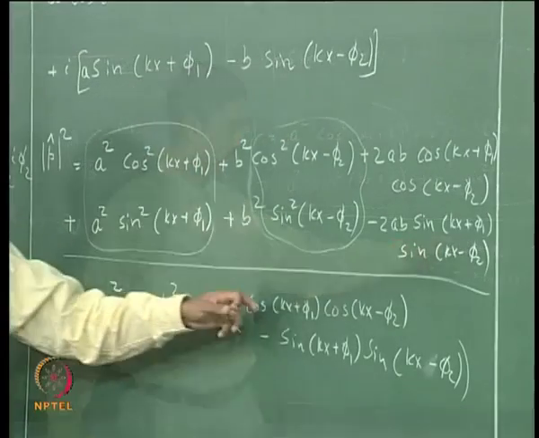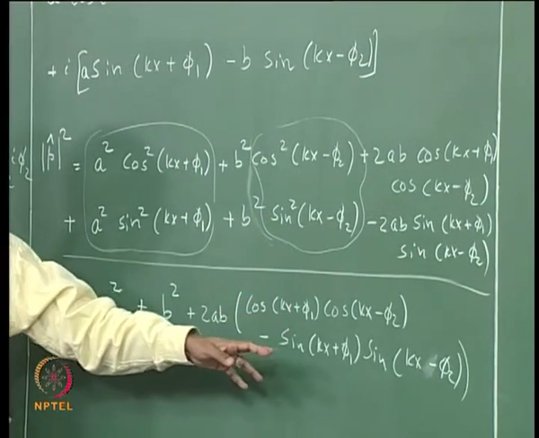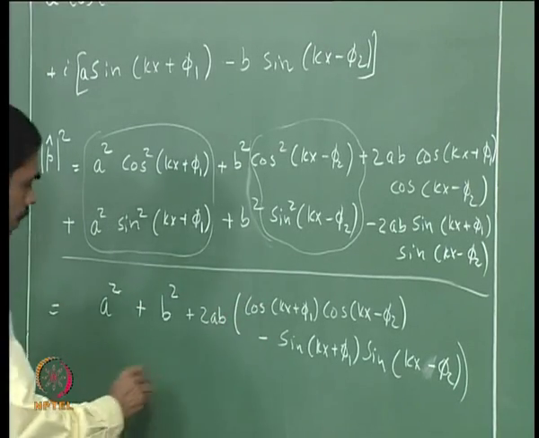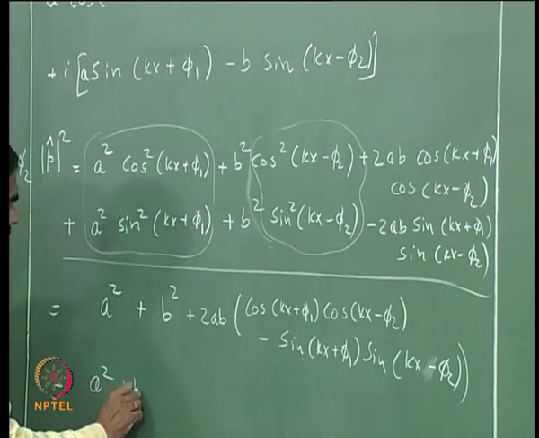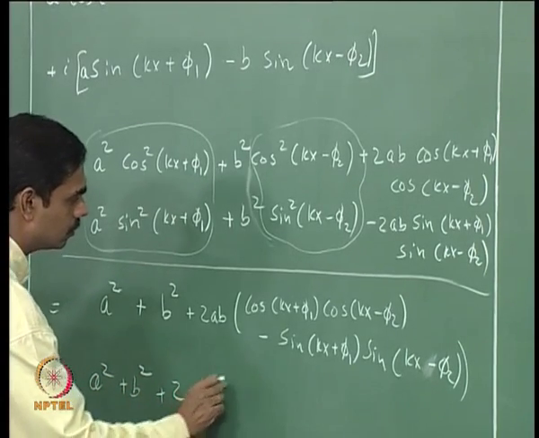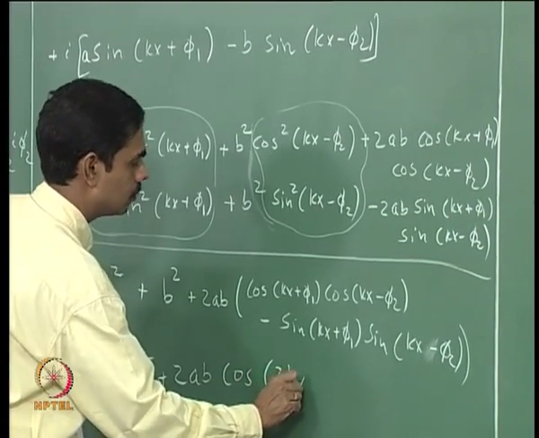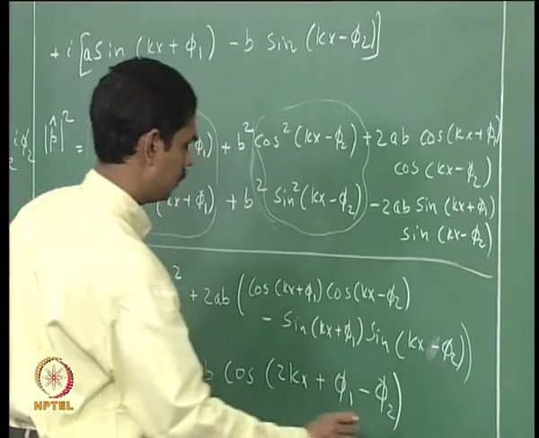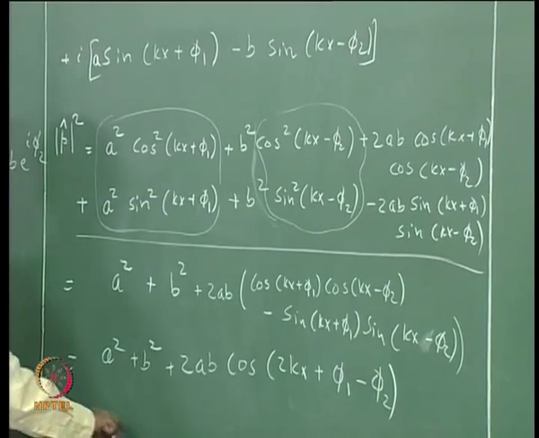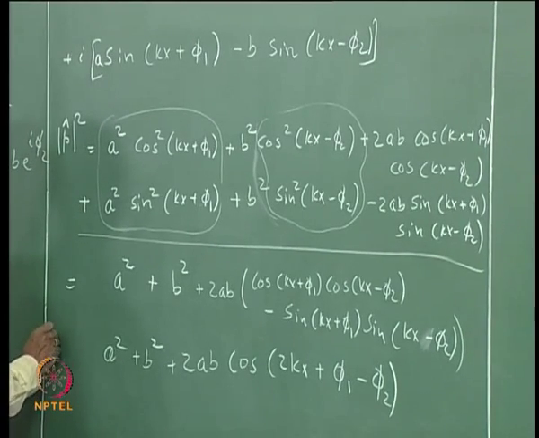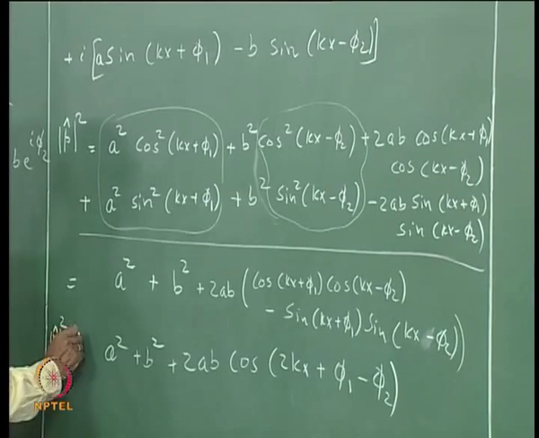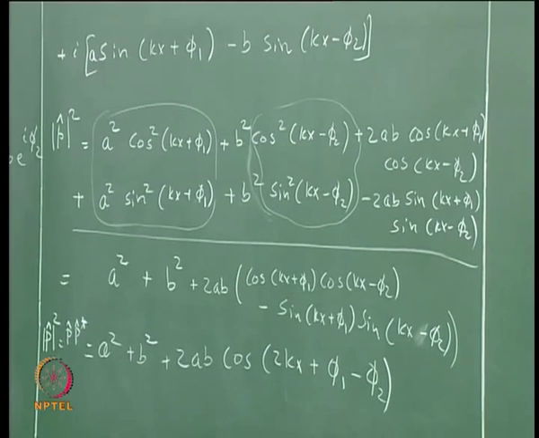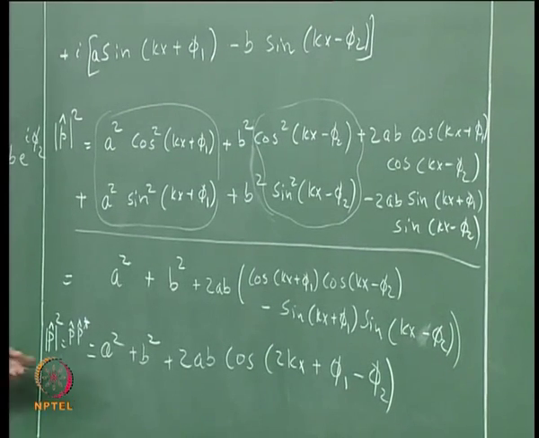So this can be simplified. You are having the form cos a cos b minus sin a sin b, which is of the form cos(a plus b). So we can replace this term. I hope I have the right result. So this is the expression for the amplitude of the standing wave.